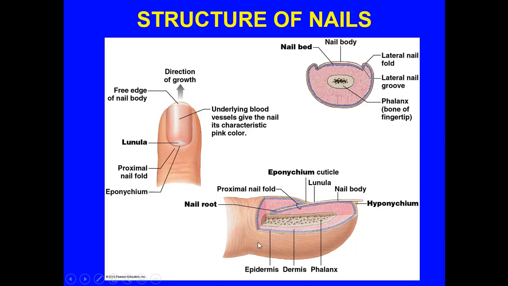Of course, you've got the epidermis, dermis, and phalanx. This is basically bone. The hyponychium is right underneath here where the skin comes in contact with almost the free edge of the nail body. Again, why is this so important? Because the information that you can gain from right here is tremendously important. And I will also state this.